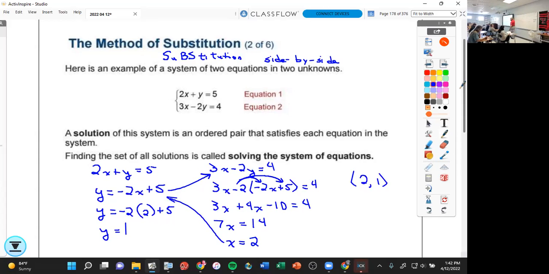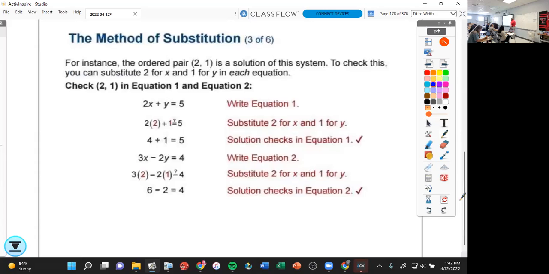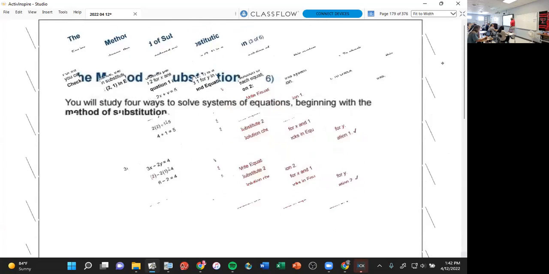Questions? Okay, there they worked it out there. Next slide. The second method is the what?